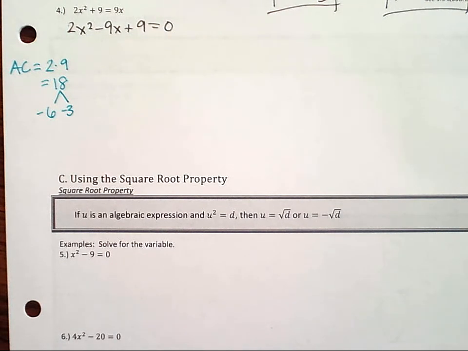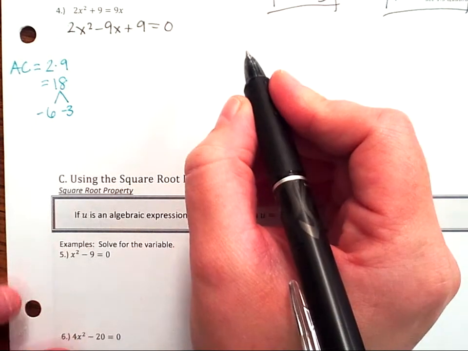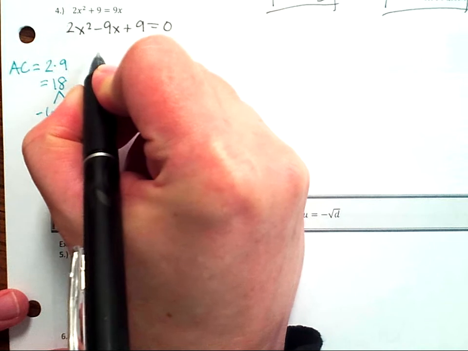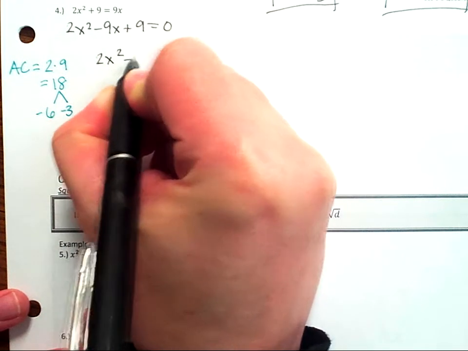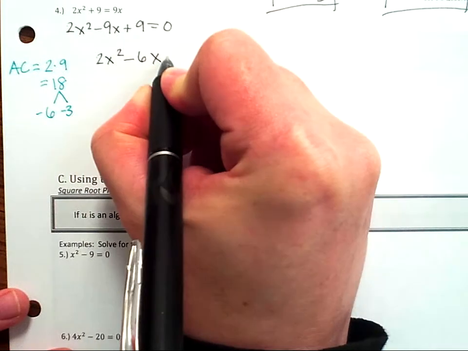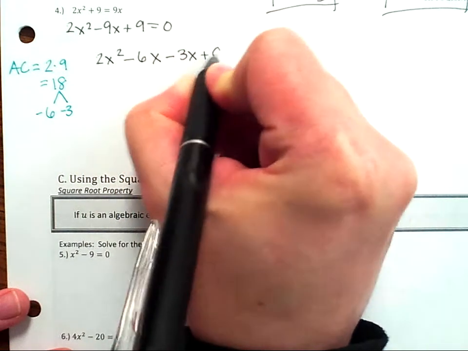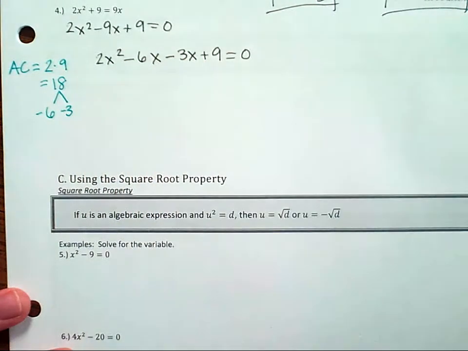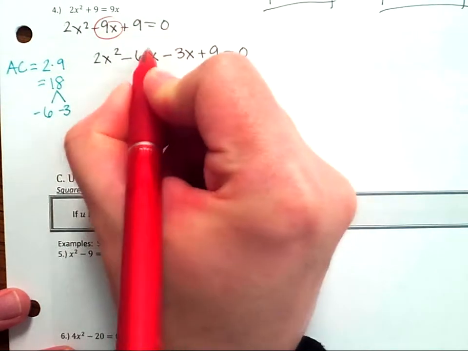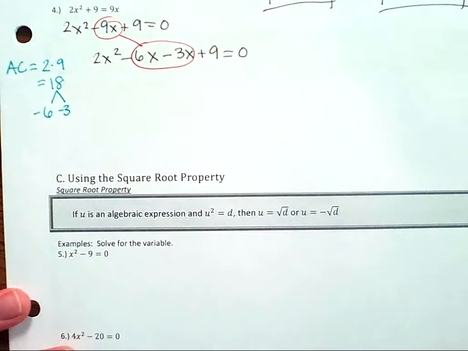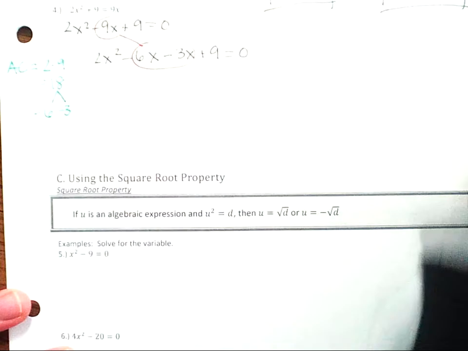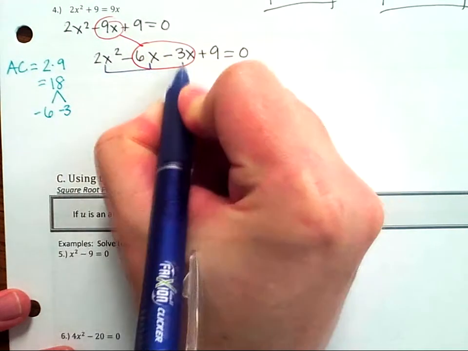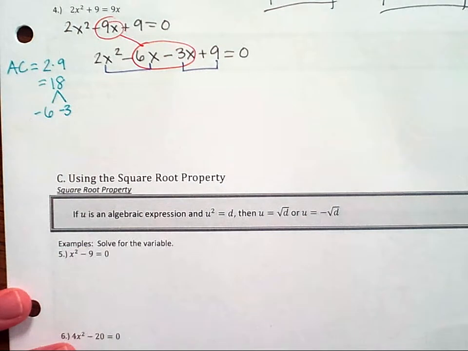So you plug in the -6 and -3. So tell me what to write, Suhei. 2x squared minus 6x and minus 3x plus 9. Okay, good. So we split that middle term up using the AC method. And now what are we doing? Grouping, right? So everybody do the grouping.